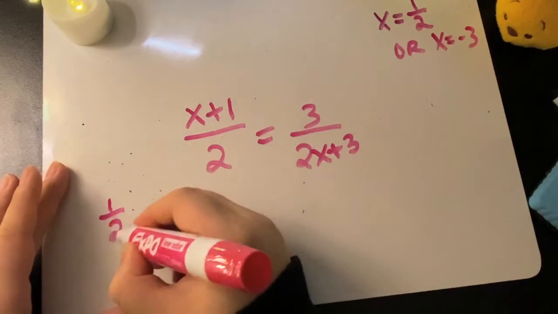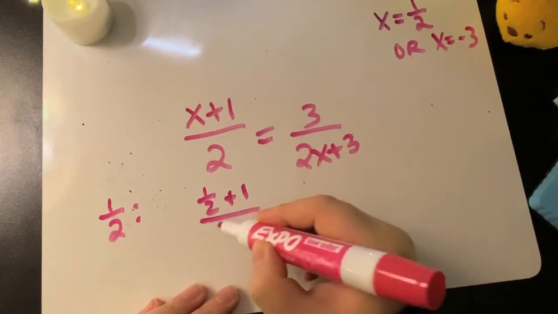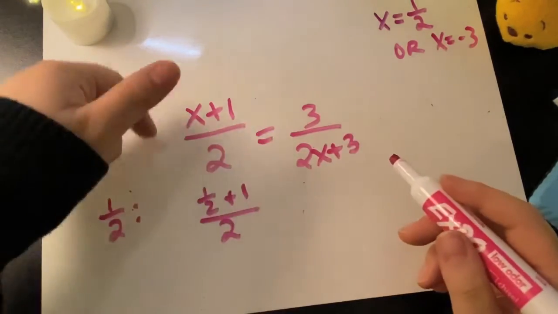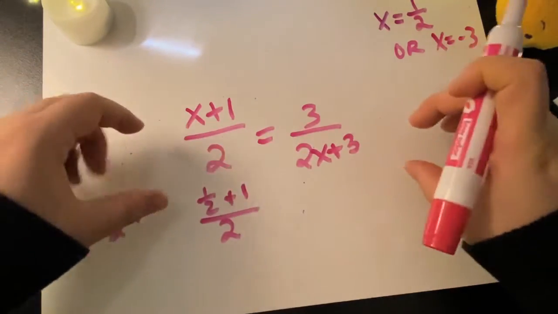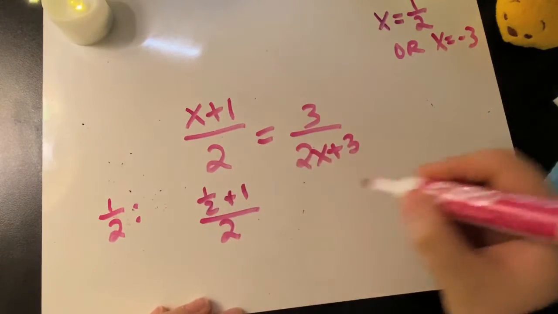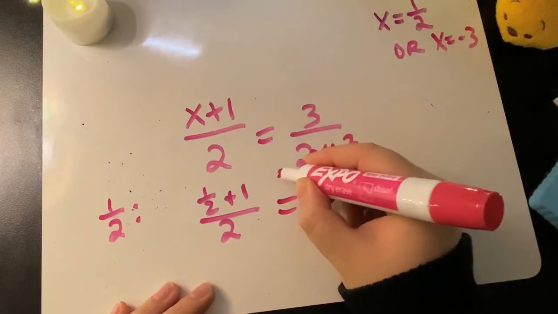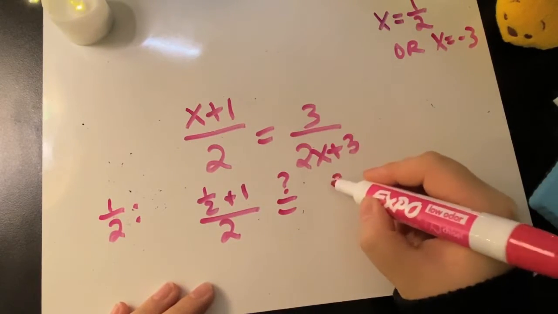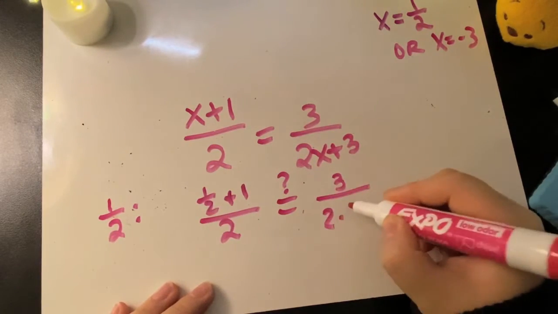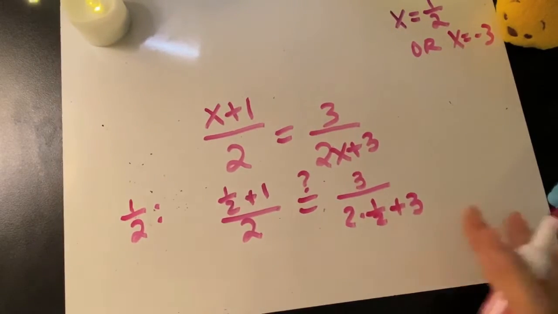Let's just check it. So 1/2 plus 1 over 2. You always want to start on one side, or work them separately, but then make sure they're equal. You don't want to just go left to right and say it is equal, because that's what we're trying to check. So equals question mark 3 over 2 times 1/2 plus 3. Let's see if this is true.